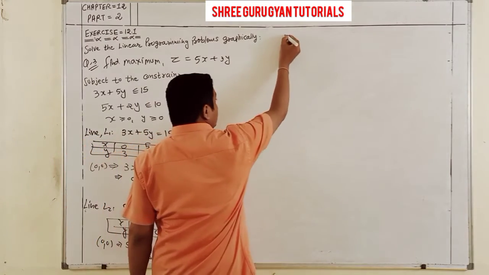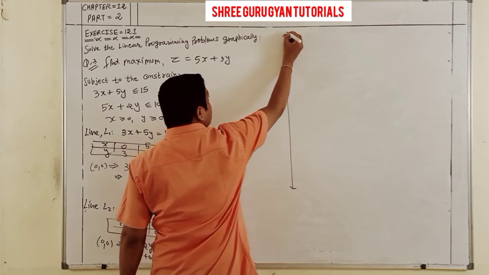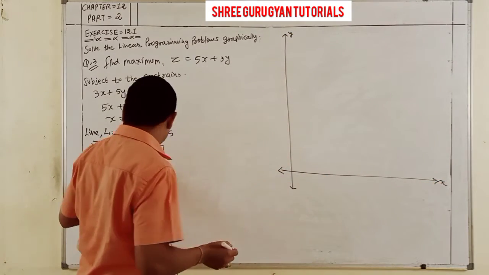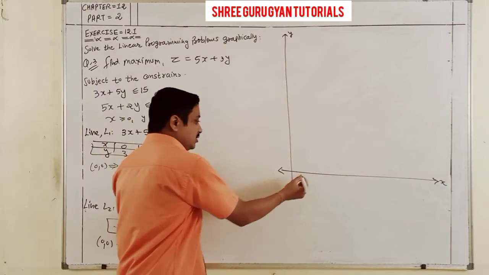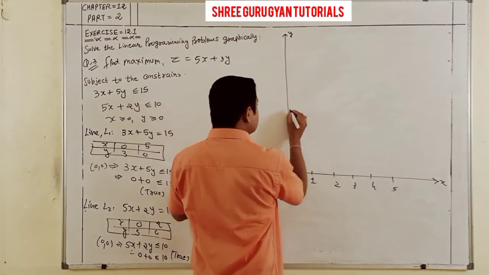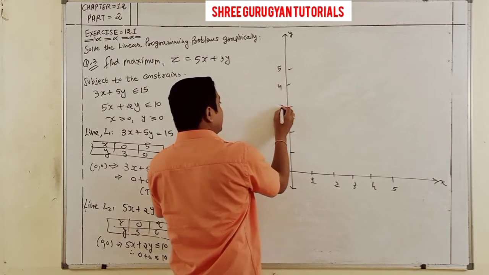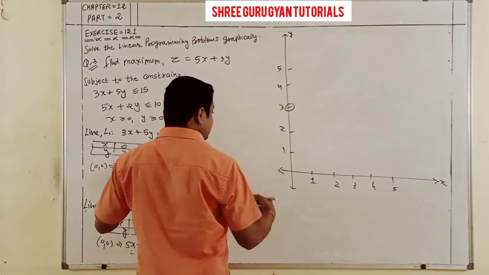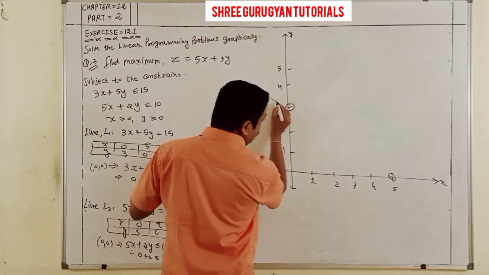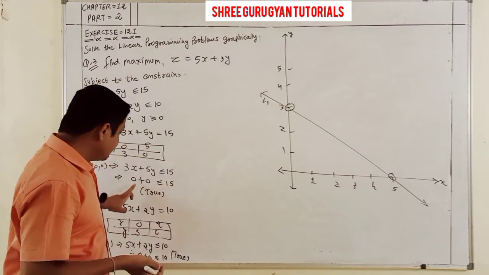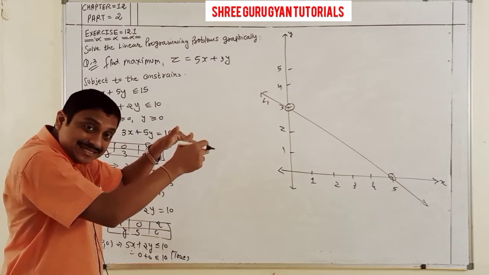Means in your graph you will easily plot the x-axis and y-axis. Check here 3, 5 and 2: 1 2 3 4 5, 1 2 3 4 5. My first plotting is (0, 3), second (5, 0), and join both, and check that line L1 towards the origin, means this side.